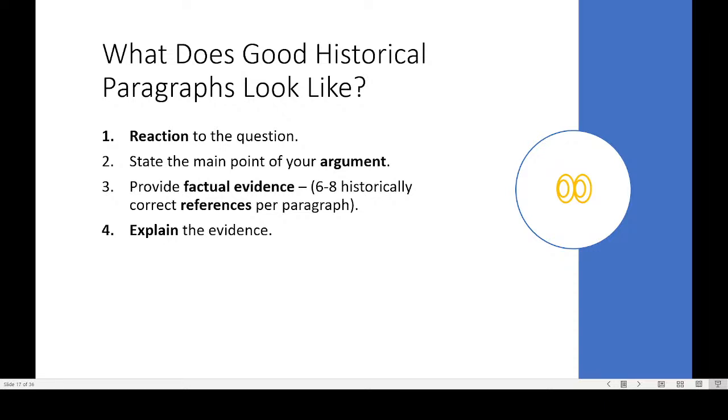Next, we need to explain the evidence. So we don't just state the narrative and tell the story, we explain what's going on. I'm going to show you how we do that as well. We show evidence of outside reading or watching.